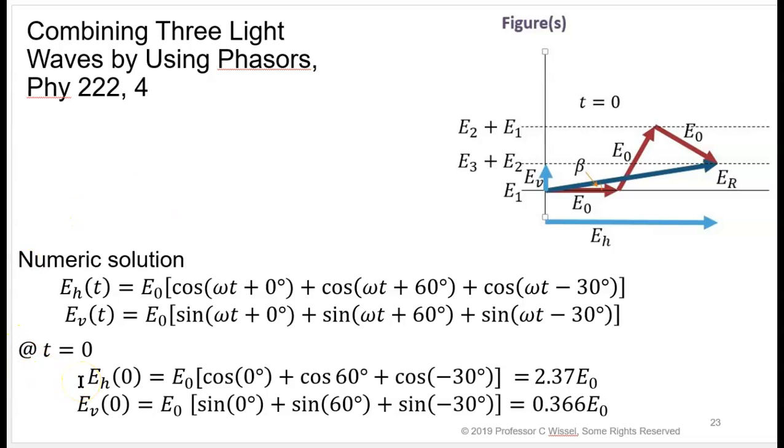Then we wind up with E horizontal at time t equals 0 is E naught times the cosine of 0 degrees plus the cosine of 60 degrees plus the cosine of minus 30 degrees. If you analyze this, it ends up being 2.37 E naught.